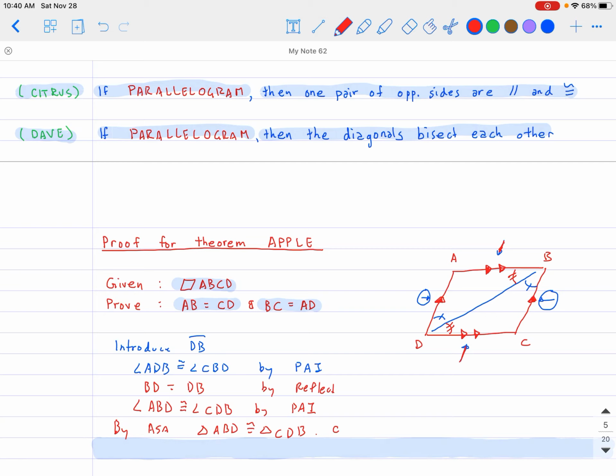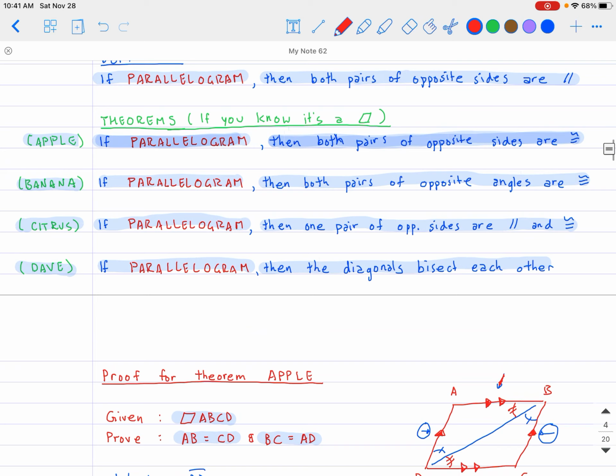And then by corresponding parts, by CPCTC, we can conclude what we want, which is that AD is congruent to BC, and also, nailing two birds with one stone, AB is congruent to CD. So there's your quick proof of theorem apple. What I need you to do is prove the other three, banana, citrus, and Dave, and that's probably going to be for the homework part. The way you're going to prove it is the same thing, using congruent triangles.